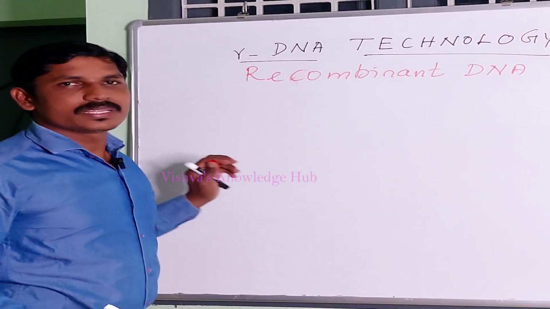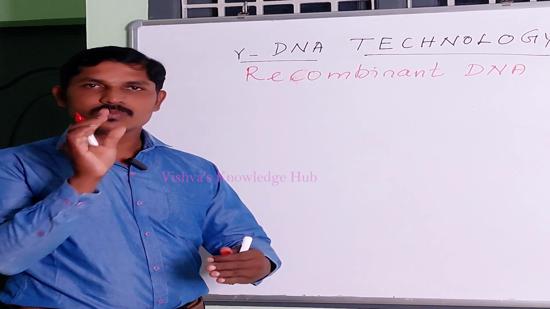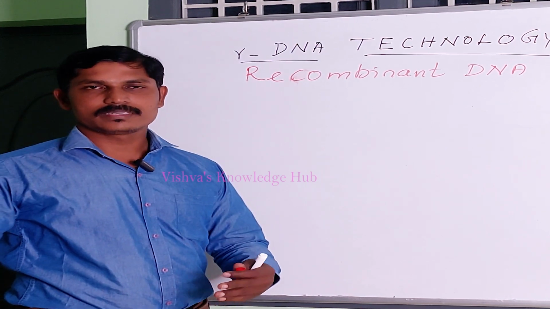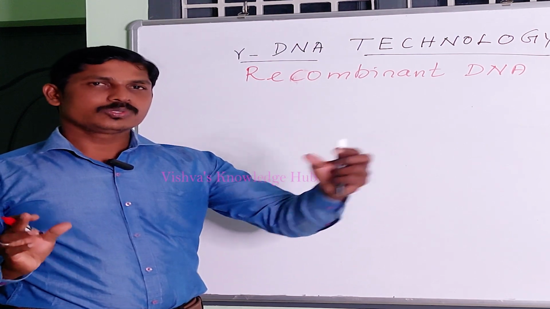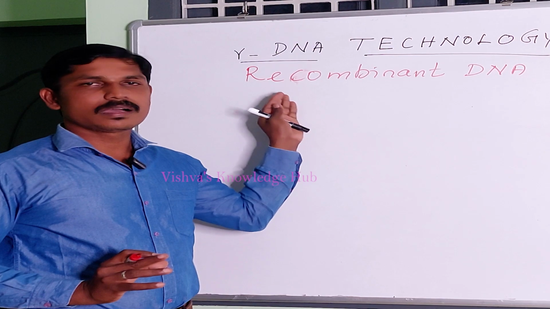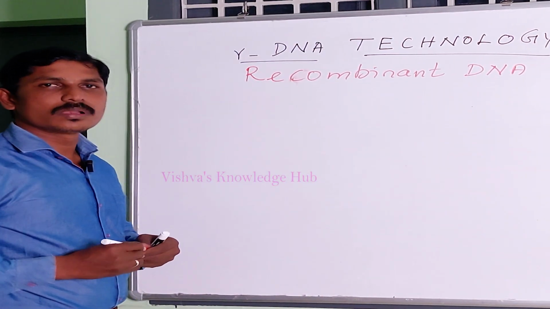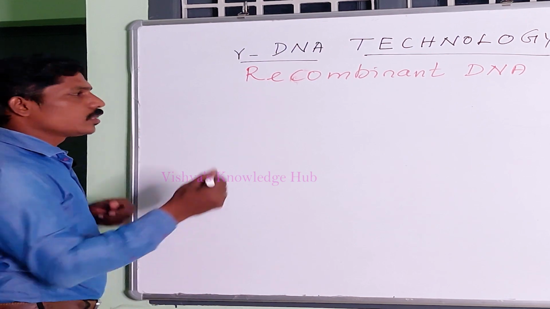What is recombinant? It is the altering of genetic material from one organism to another organism. The fusion of two different DNAs is called rDNA technology. If we select one DNA from the donor cell.